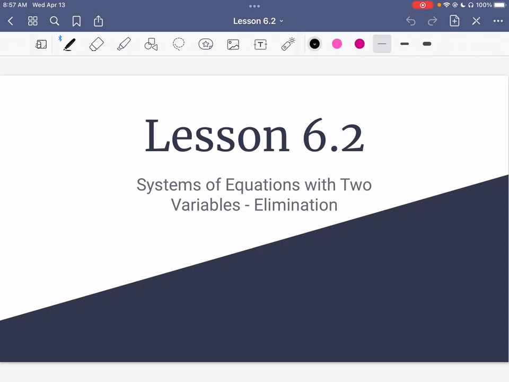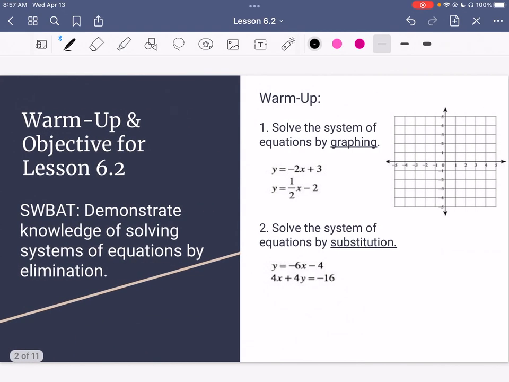Hey guys, so today we're doing lesson 6.2, which is systems of equations with two variables continued, but now we are learning a new method, or reviewing a new method really from Algebra 2, which is the elimination method. So as normal, please go ahead and pause the video. You can work out the warm up on your own, and then we will go ahead and go over it.